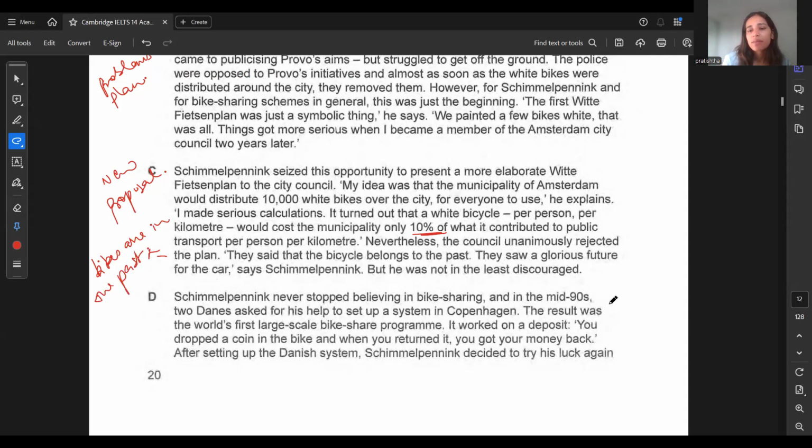So he never stopped believing in bike sharing, and in the mid-90s, two Danes asked for his help to set up a system in Copenhagen. The result was the world's first large-scale bike share program. It worked on deposit. You dropped a coin in the bike, and when you returned it, you got your money back.